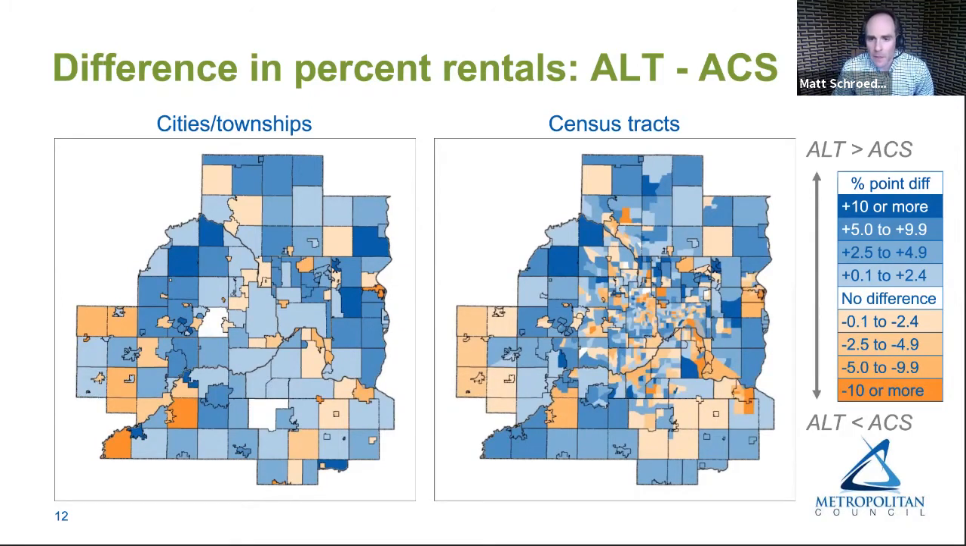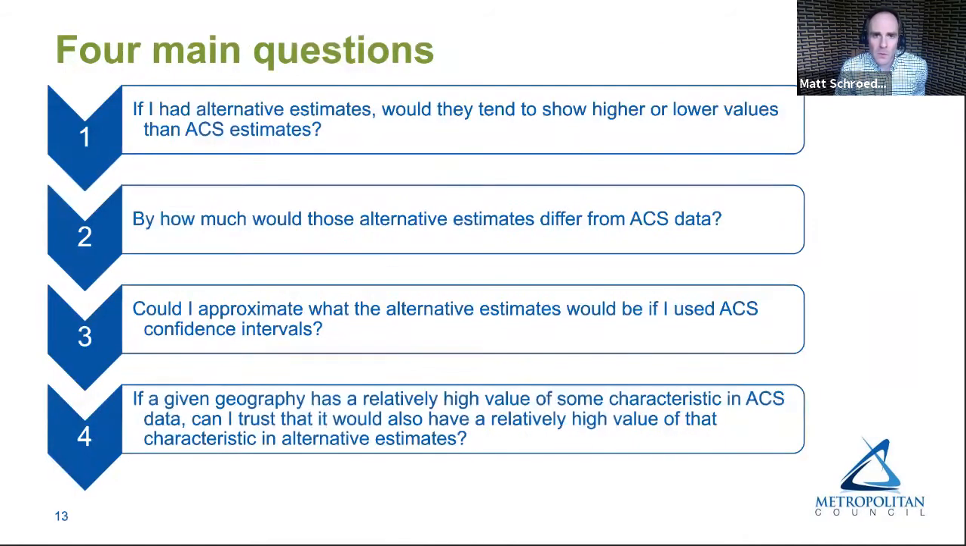Good to be able to see, but the question then becomes how to summarize all this into something that is, I guess, more useful and more actionable maybe to researchers. And so, just assuming the counterfactual that people do have access to alternative estimates in their regions, to ask four questions. First, if I did have the alternative estimates, would they tend to show higher or lower values than ACS estimates? And then second, by how much would those alternative estimates differ from ACS data? So both the direction and the degree of the divergence.